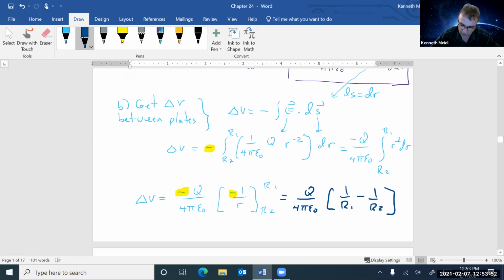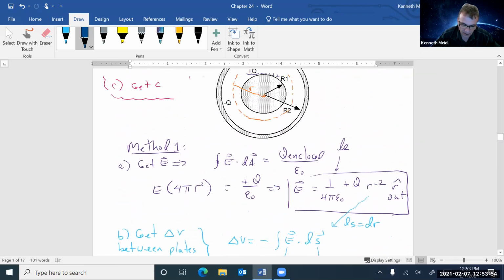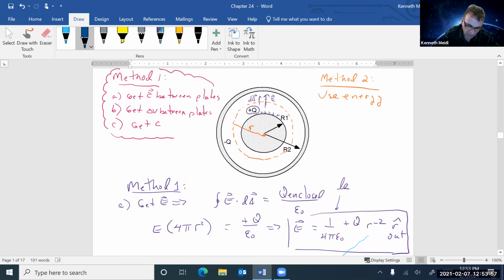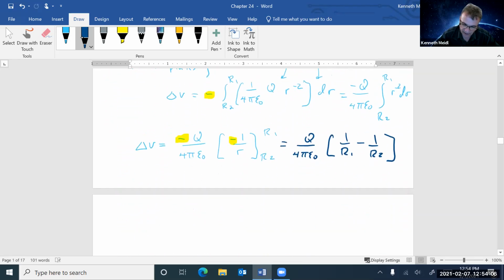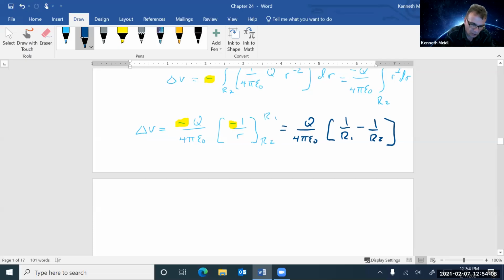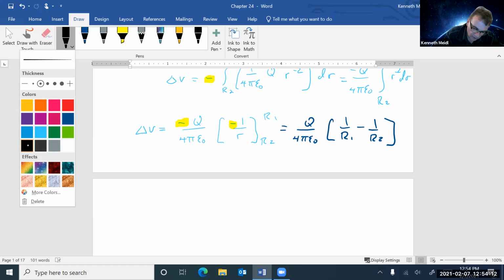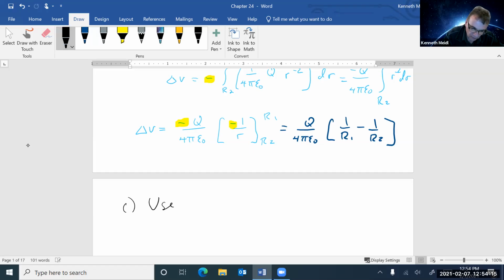So I think we're through the hard part here of getting E between the plates. So we've got that. We have a voltage statement now between the plates. What's the voltage from one plate to the other? And now I'm going to use that to get the capacitance of a spherical capacitor here. Okay, so now I'm going to use probably just this general statement, which gets you pretty far, to get C.